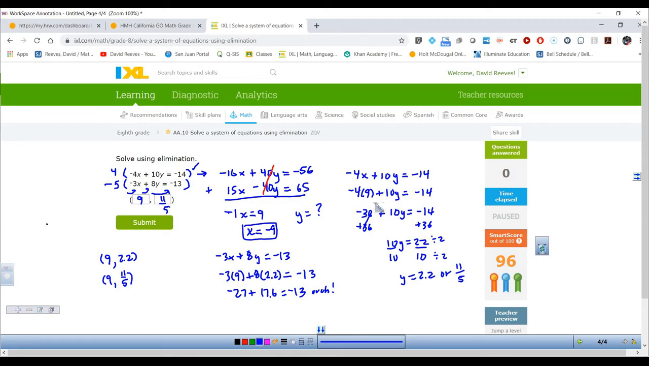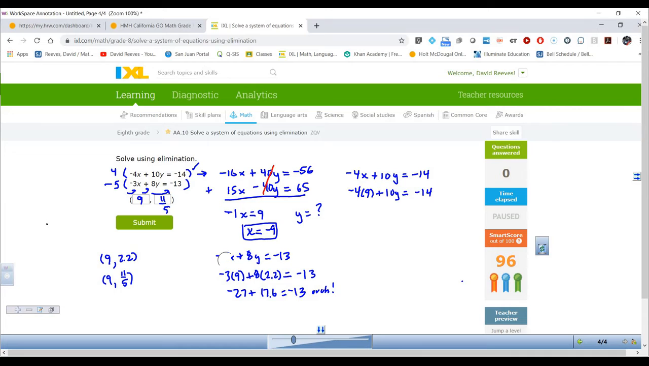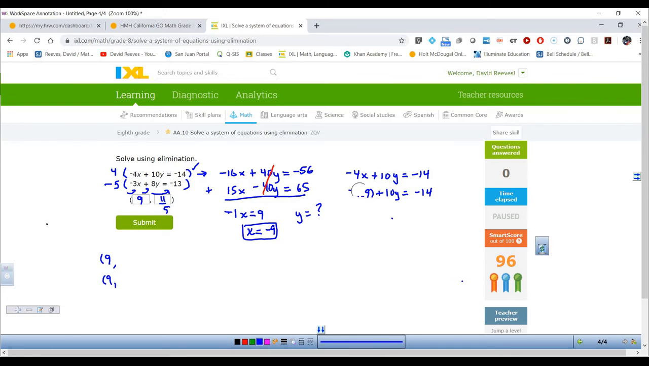So that means this process right here, when I did that, that's all wrong. And I'm going to erase my check because that is all wrong, and I'm going to erase these because that is wrong. So I'm going to go back right here and go negative 4 times negative 9, right? And a negative 4 times a negative 9 is a positive 36 plus 10y is equal to negative 14.